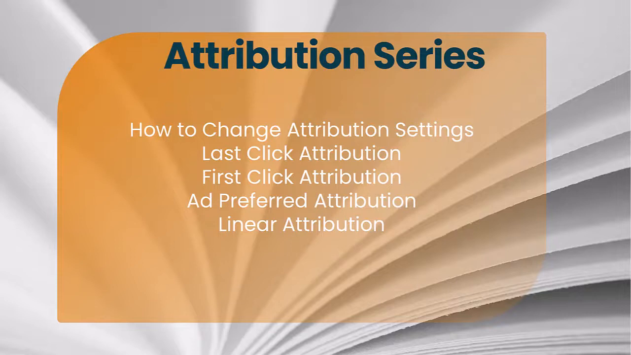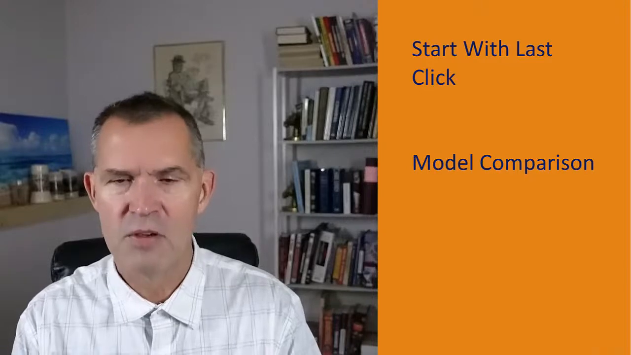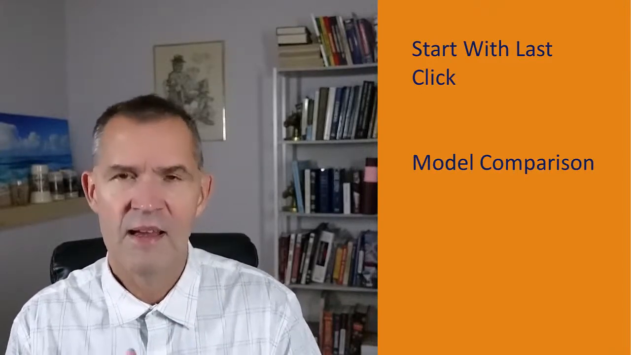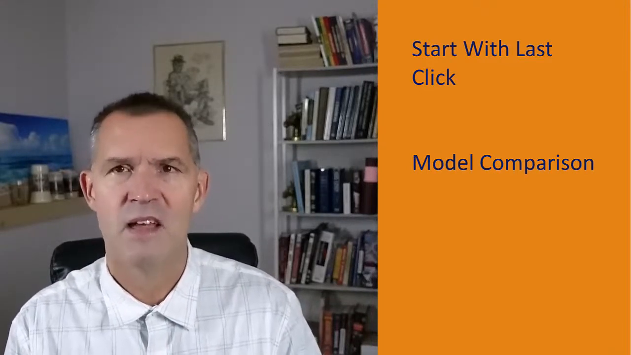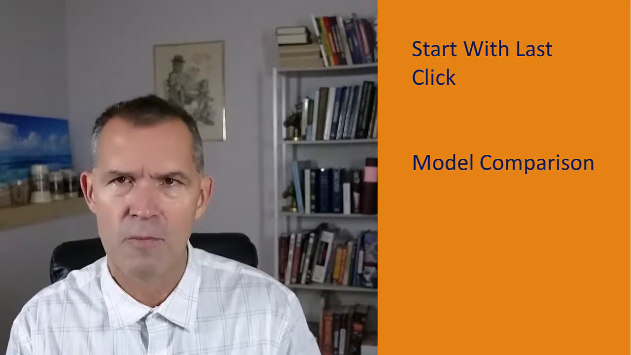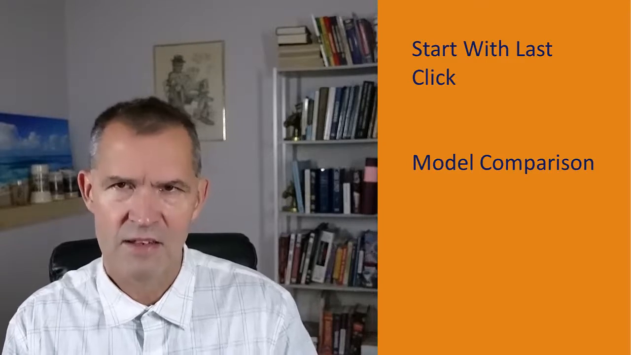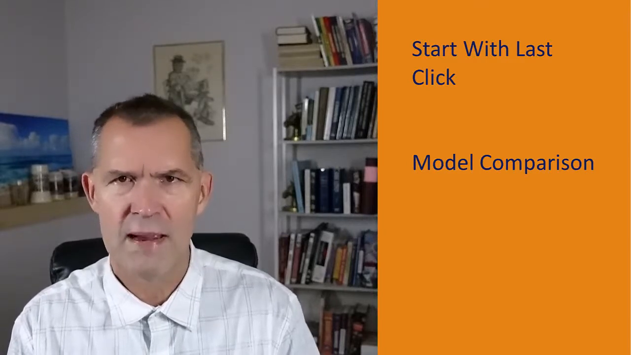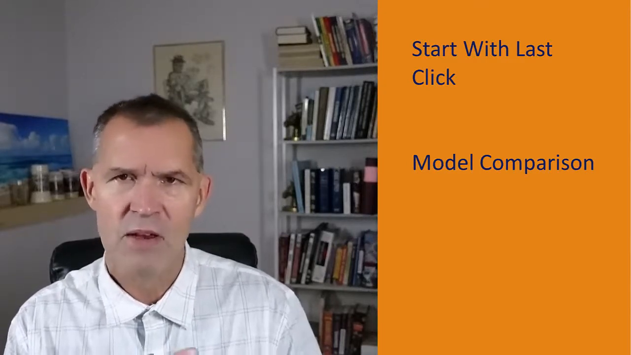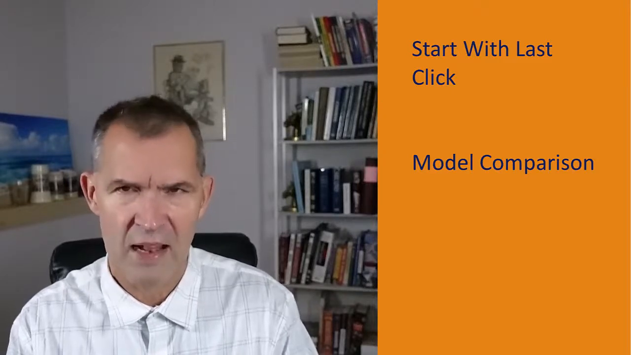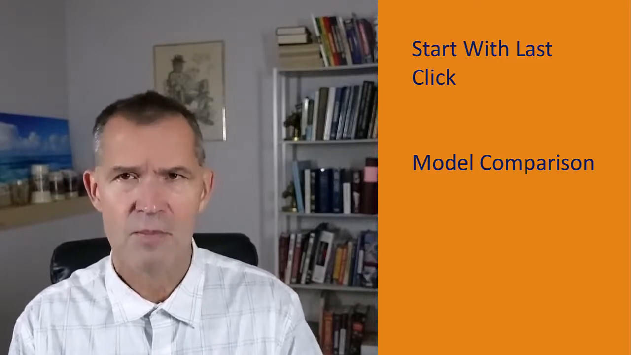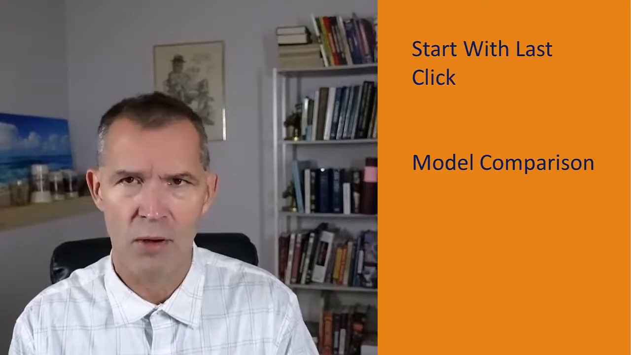Now remember, when you're looking at your attribution, you want to start with your last click, take a look at your model comparisons, take a look at your look back window, and kind of compare last click to first click, last click to linear, last click to a time decay model. That way you can actually see how the conversions are allocated in the attribution portion of GA4.